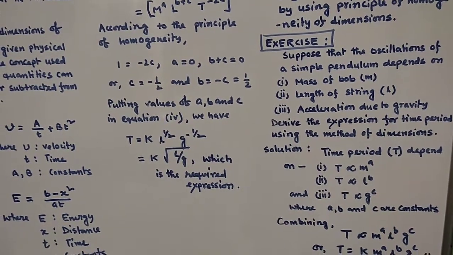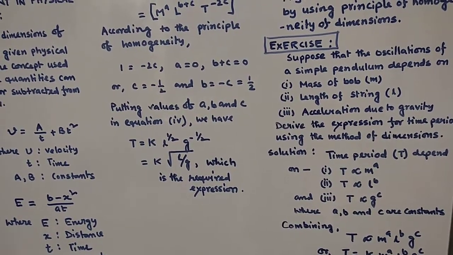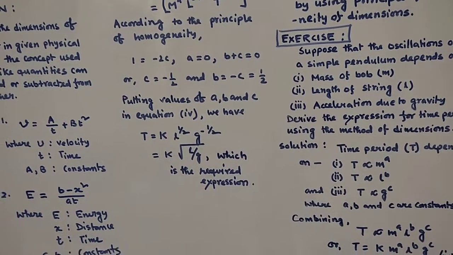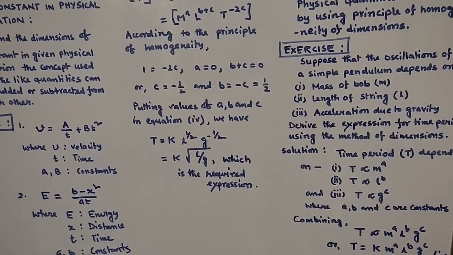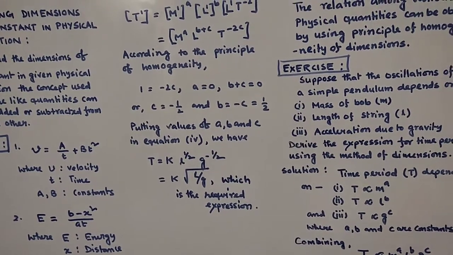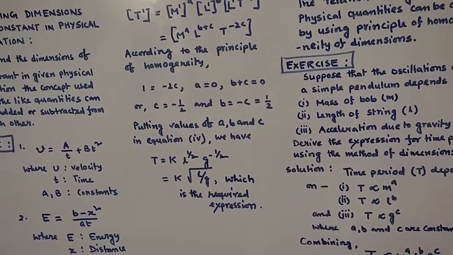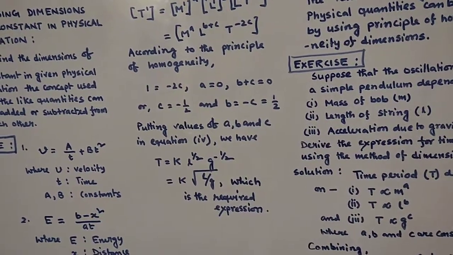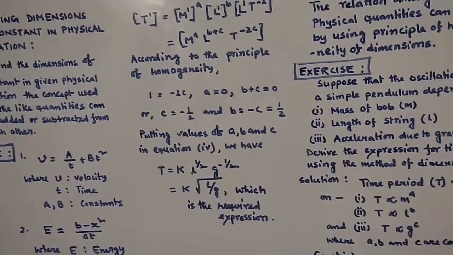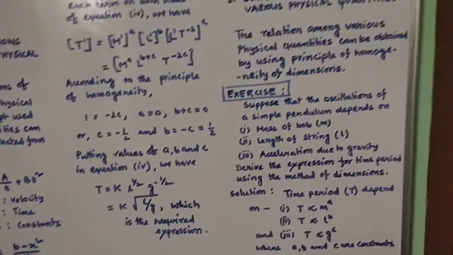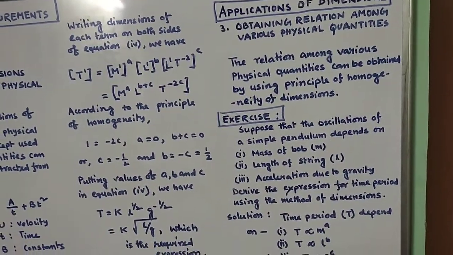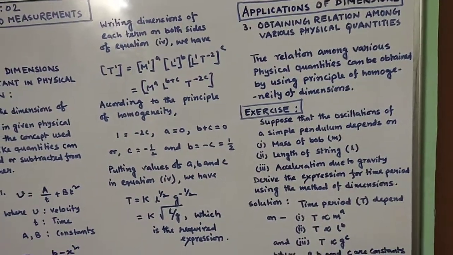Now experimentally it is found that K equals 2 pi. So the final expression you will get is T equals 2 pi root over L by G. This expression is in your syllabus in oscillations. You will get this expression later on in your theory class, in the oscillation chapter. So this is one application of dimensional analysis. You can find the relation among physical quantities using dimensions.